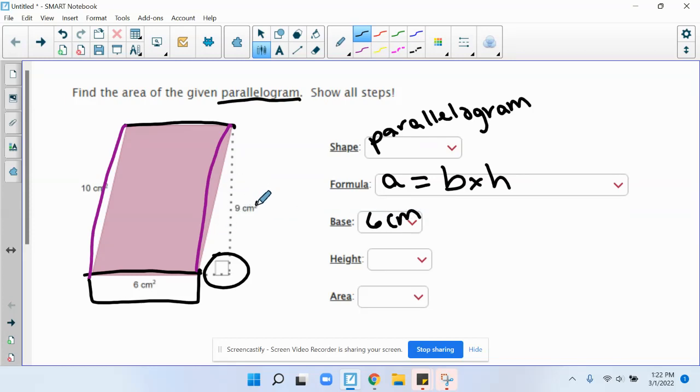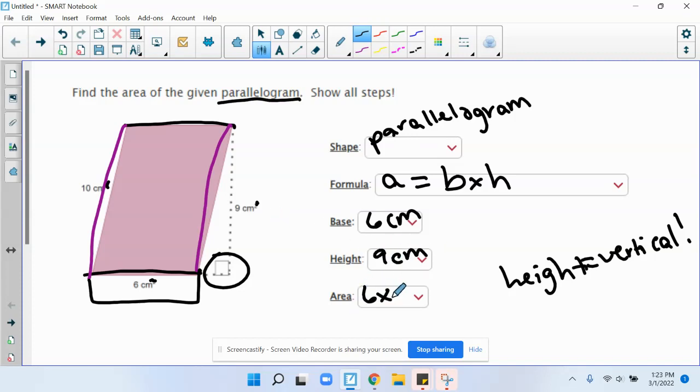And the height, those shouldn't say squared. The height is always vertical. So let's write that down here. The height is vertical, which means up and down. So my height would be 9 centimeters. 6 centimeters times 9 centimeters would be 54 centimeters squared. All right, let's keep going.